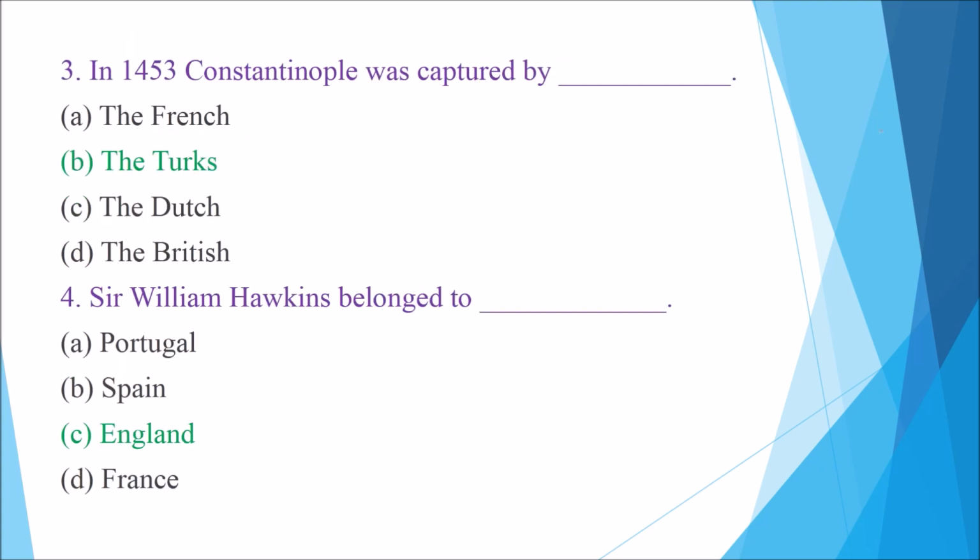Question number 3. In 1453, Constantinople was captured by dash. Option A, the French. Option B, the Turks. Option C, the Dutch. Option D, the British. So the answer is option B, the Turks. Question number 4. Sir William Hawkins belonged to dash. Option A, Portugal. Option B, Spain. Option C, England. Option D, France. So the answer is option C, England.